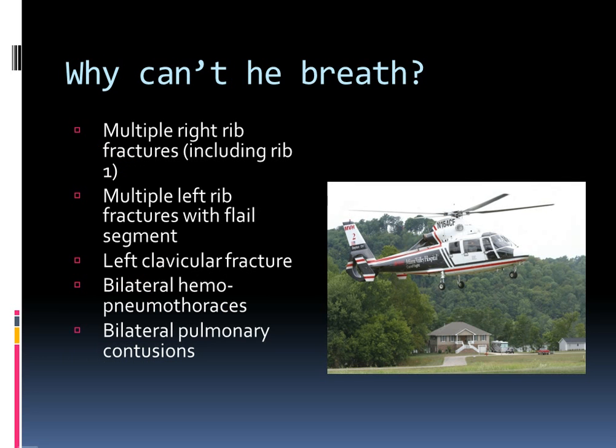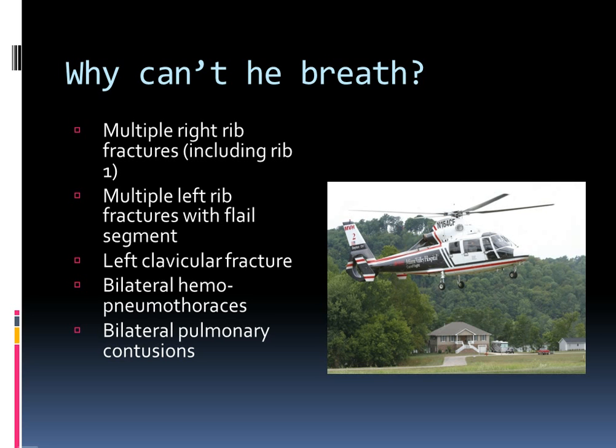Okay, so why can't he breathe? Here we go. We've got multiple rib fractures, including rib number one. The rib number one, that's right there, the clavicle. If this guy's got a clavicle fracture, things that we need to worry about: if he's got some kind of a subclavian artery rupture, that is a big deal. We need to make sure that we watch that.